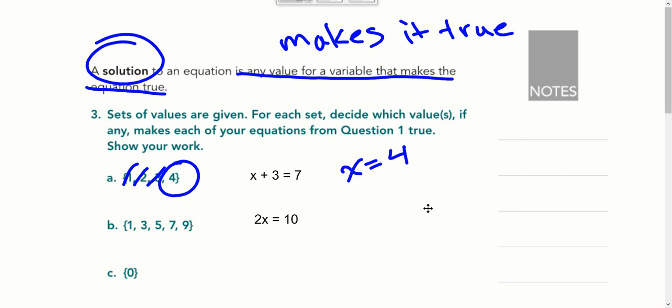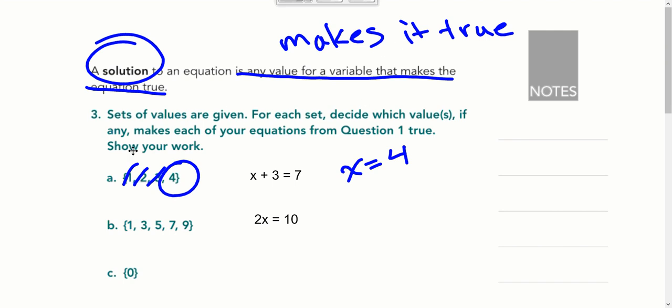All right, last page. Okay, over here, this is starting to look a little bit like our assignment on page 93. A solution to an equation is a value for a variable that makes the equation true. So it makes the statement true. That's the key word here. If I put that number in for the variable, it will be a true statement.